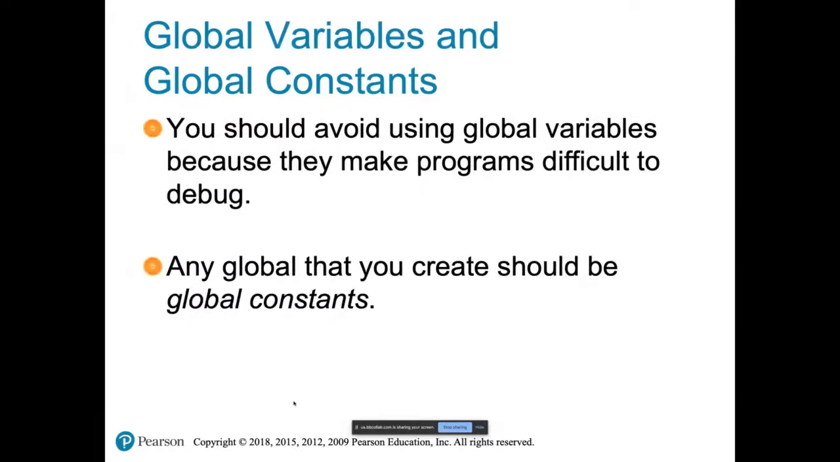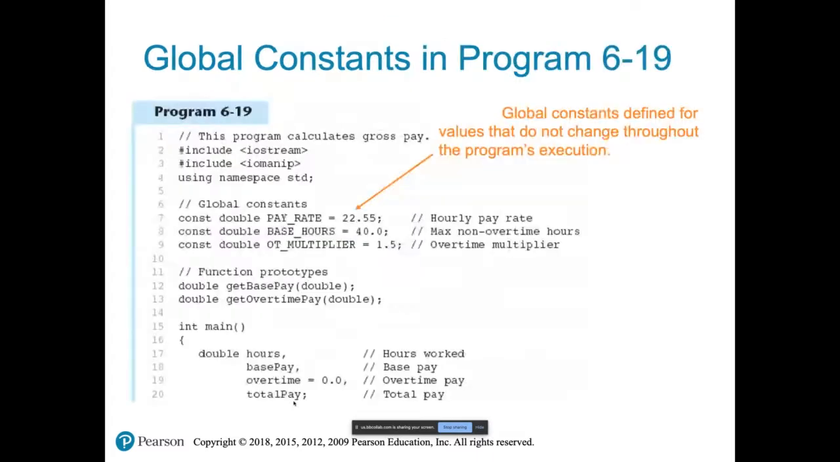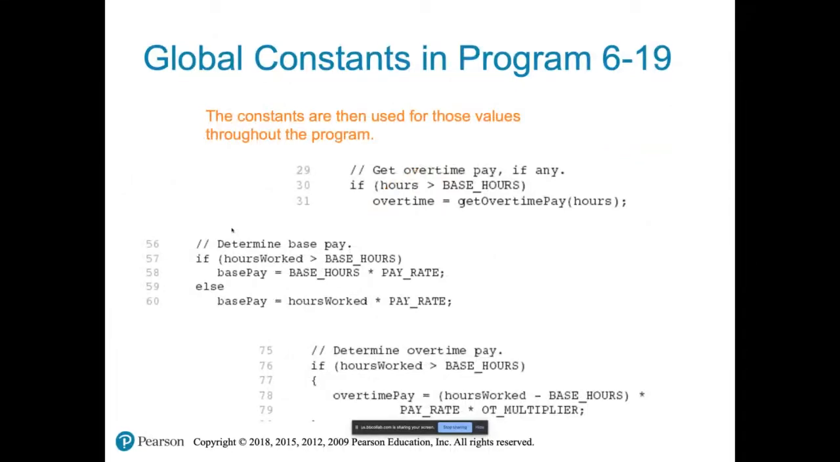You should avoid using global variables because they make programs difficult to debug. They give functions access to data that they don't need any part of. Yes, security problems. Do not do it. Any global variables that you create should be constant if you write them, but don't do it. Here's an example of global constants outside. It's outside of main, so you can use them. You don't have to pass them to a function like you do with local variables. You have direct access to them, but do not use them.